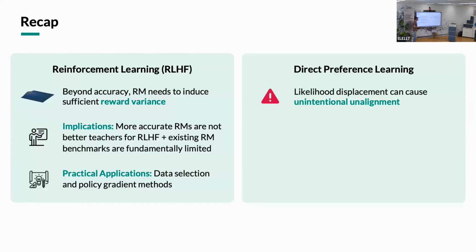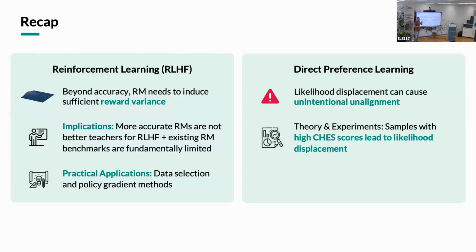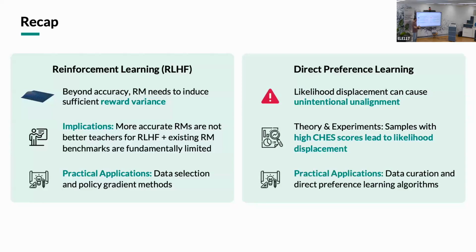For direct preference learning, we talked about how they can suffer from this likelihood displacement issue, where they actually don't increase the probability of preferred responses, and sometimes they send it somewhere which is problematic. Our theory, and experiments as well, which I just briefly mentioned today, suggest that examples with similar preferences in terms of a certain score, the centered score, are the ones that lead to likelihood displacement. And then we saw that by filtering or getting better data, and also by changing the objective, you can try to avoid these issues.